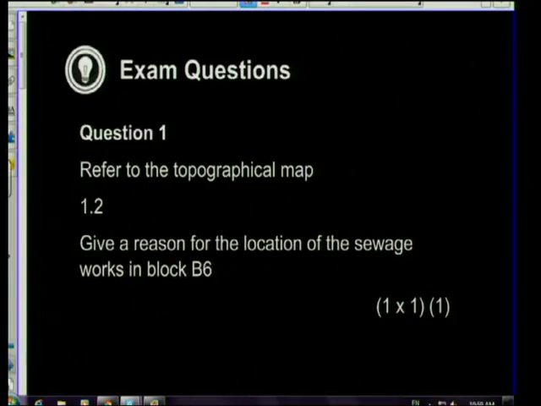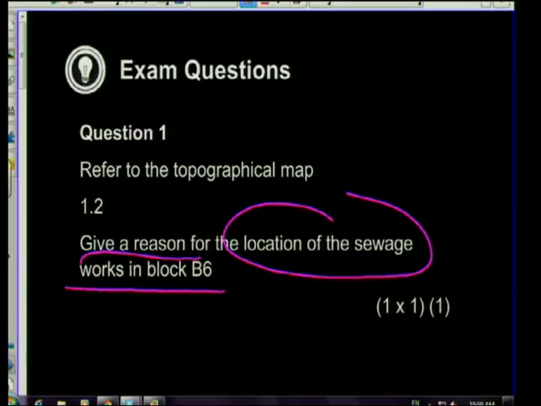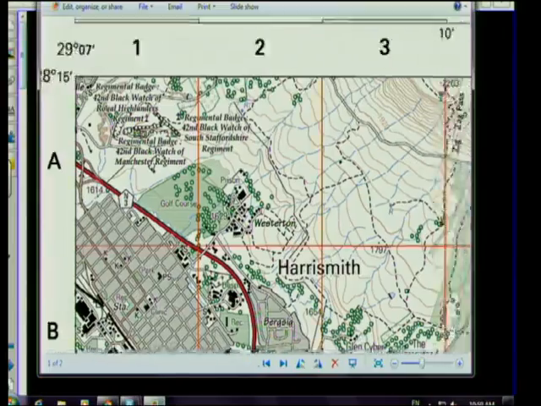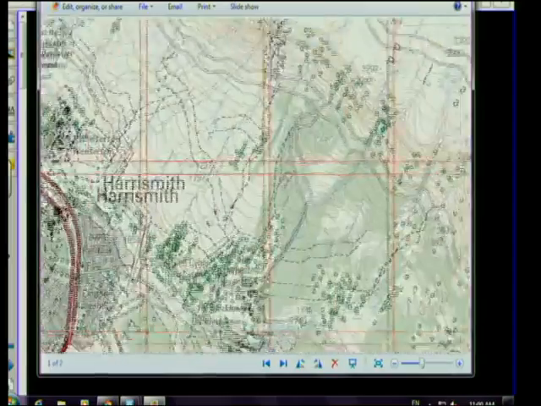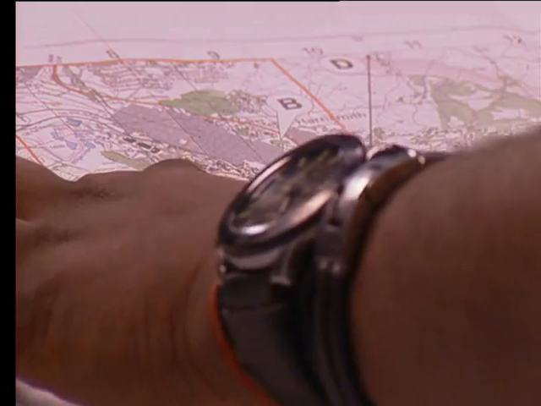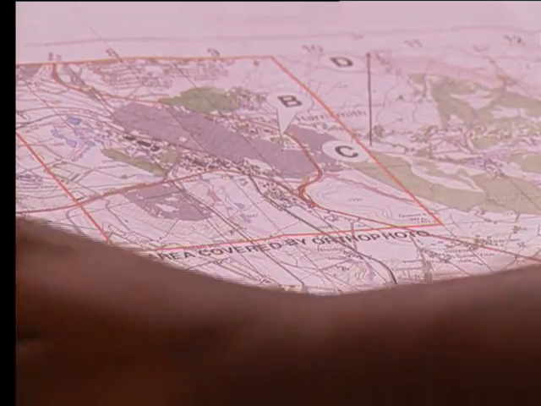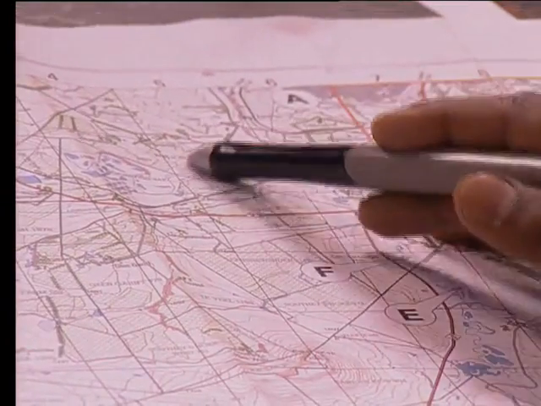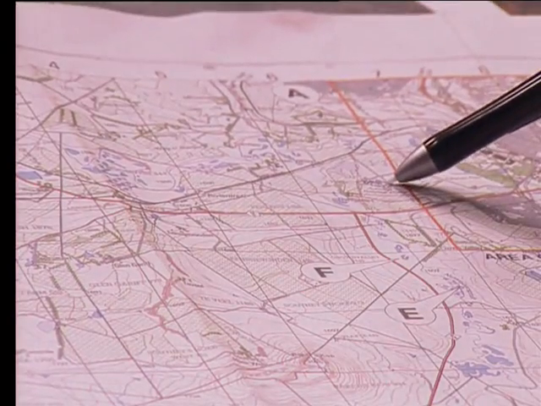Right. Question 1.2. Give a reason for the location of sewage works in block B6. Let's go to our map again and look at block B6. Block B6 is on this map. We're going to go to our larger topographical map and observe block B6. And our question is, the location of the sewage works. If I look at the sewage works, it is actually in block B6. Notice block B6, and here's the location of the sewage work.